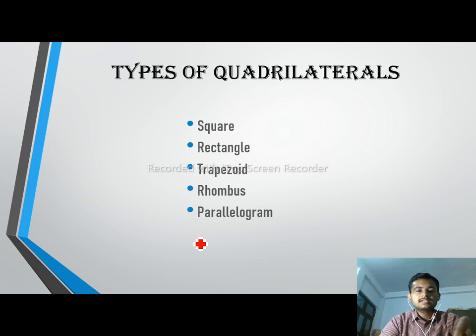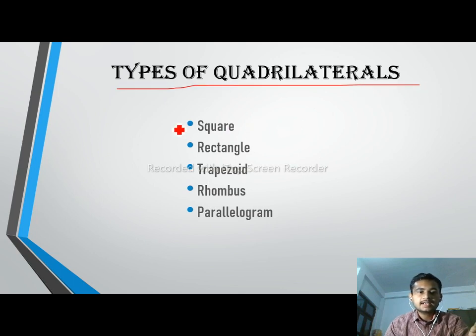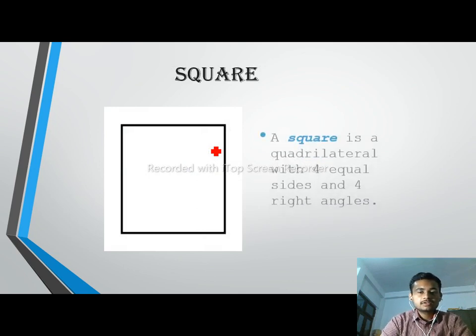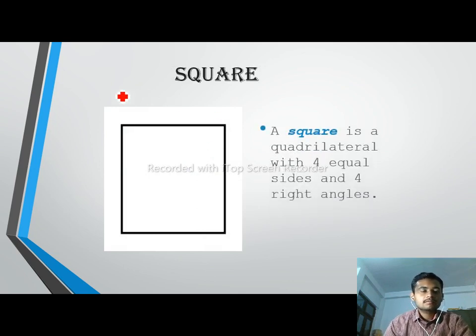Now for today's session we are going to discuss two very important types of quadrilaterals, and those are the square and the rectangle. As we know that we have 5 types of quadrilaterals, we are going to discuss 2 types of quadrilaterals. Let's start. So what is a square? This is a square, as you might have seen.